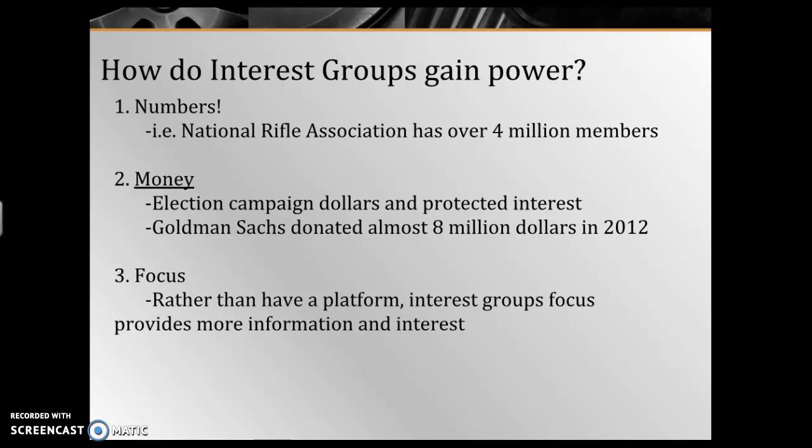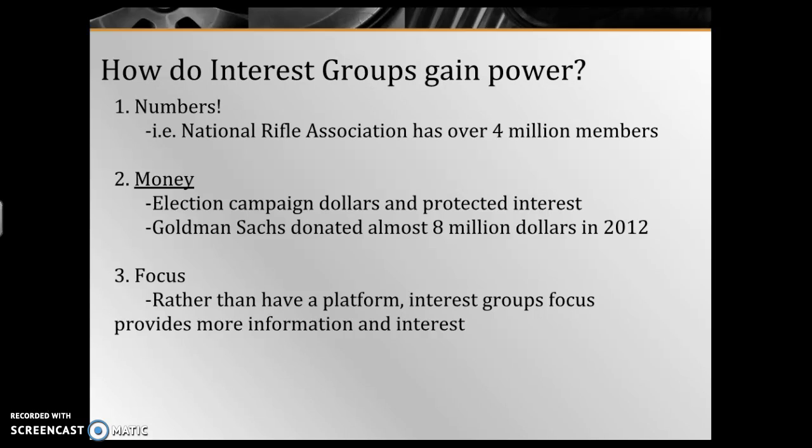The second big thing that interest groups do is raise money. Election campaign dollars. They raise election campaign dollars to protect their interests. And they give lots of money to congressmen. For example, Goldman Sachs is a Wall Street firm. They have an interest group. They donated almost $8 million in the 2012 presidential election. Tons and tons of money.